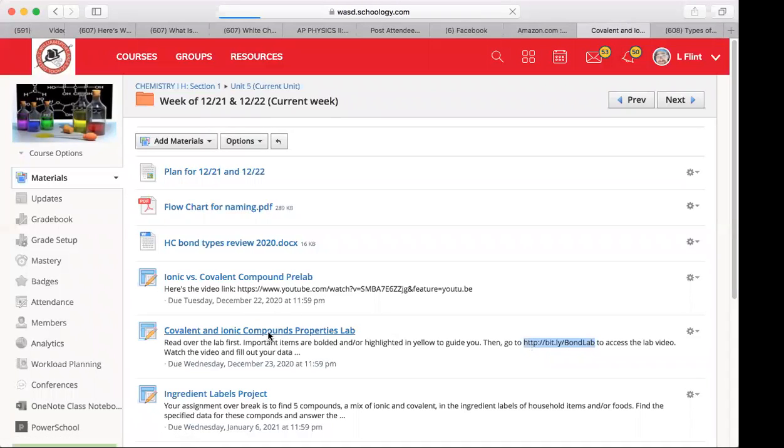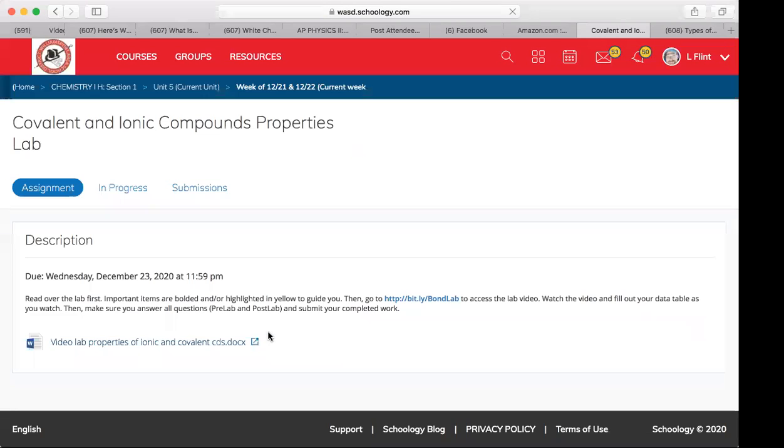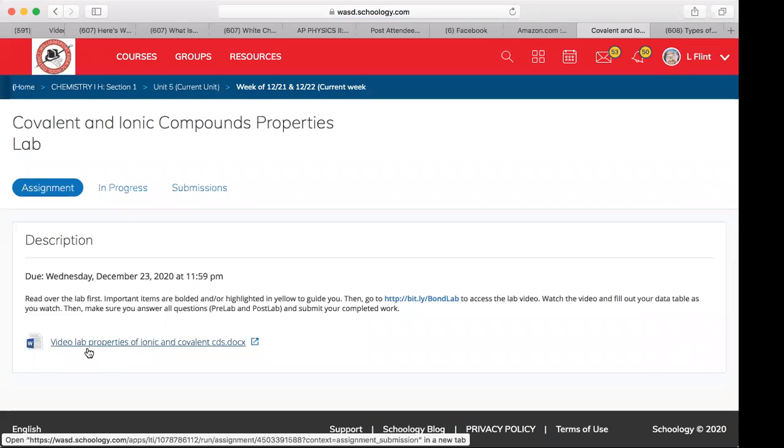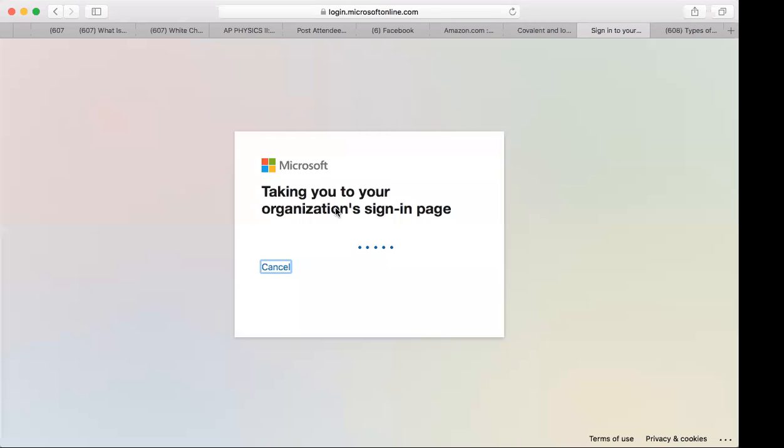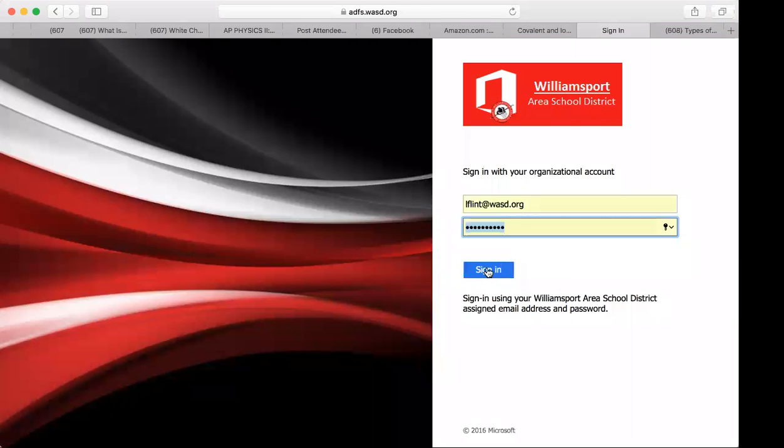Whenever you click on the lab, the Covalent Ionic Properties Lab, it says Video Lab Properties of Ionic and Covalent Compounds. It's much like what we did earlier in the year with different properties of different compounds, except we were working mostly with metals, metalloids, and nonmetals. This is a comparison of ionic compounds and covalent compounds. Sorry, I wasn't logged into my account here.